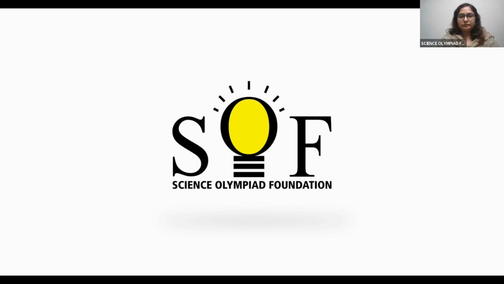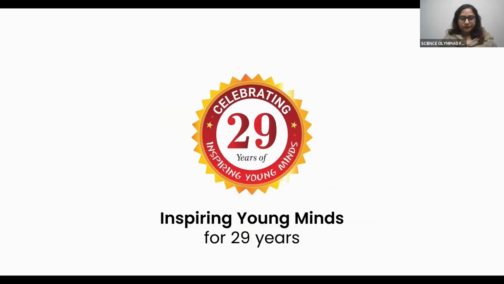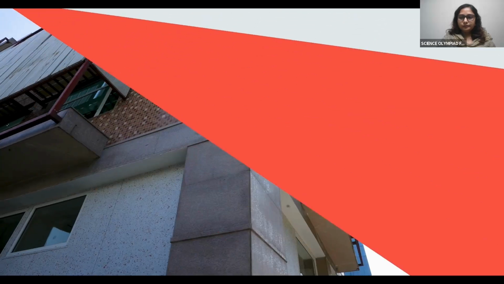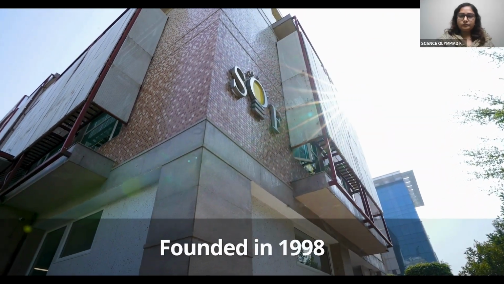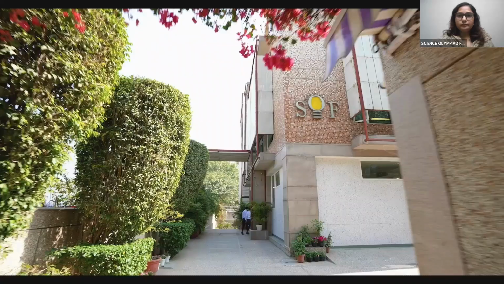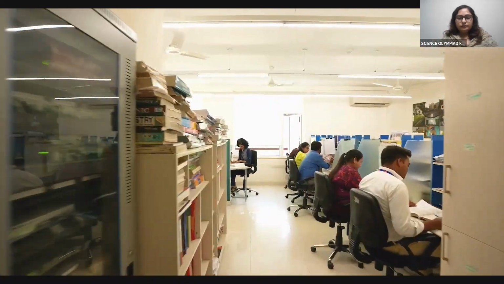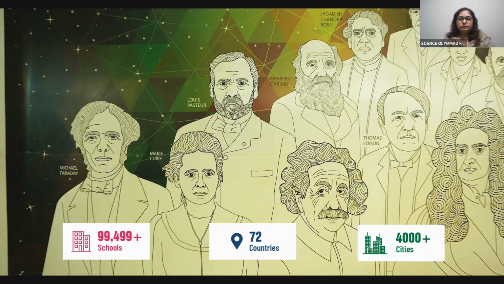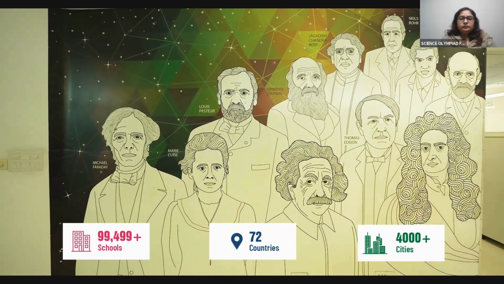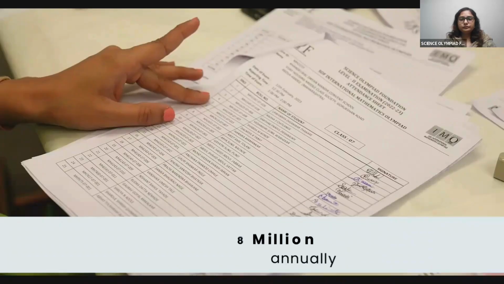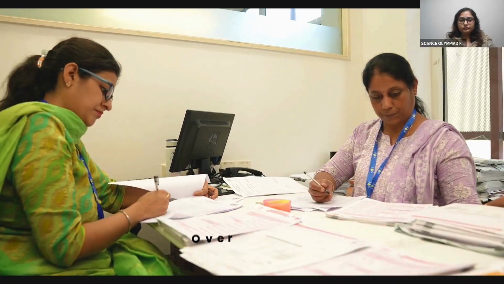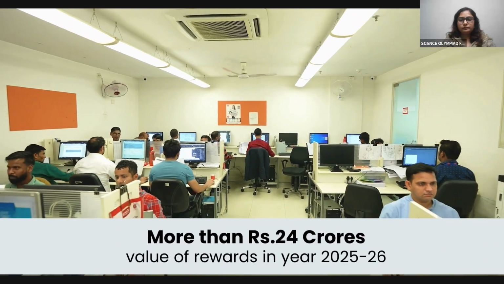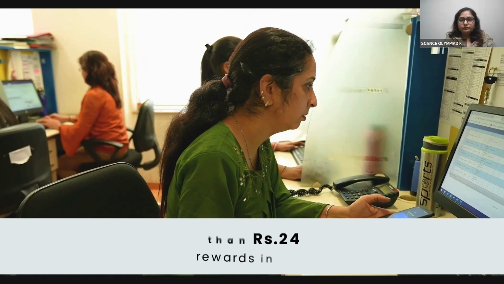The Science Olympiad Foundation, inspiring young minds. Founded in 1998, the Science Olympiad Foundation is the organizer of the world's biggest Olympiads for school students, inspiring over 99,499 schools across 72 countries and 4,000 cities. During 2025 to 2026, we conduct millions of assessments annually and provide rewards worth over INR 24 crores to students, teachers, principals, and schools. But what sets the Science Olympiad Foundation apart from other competitions?